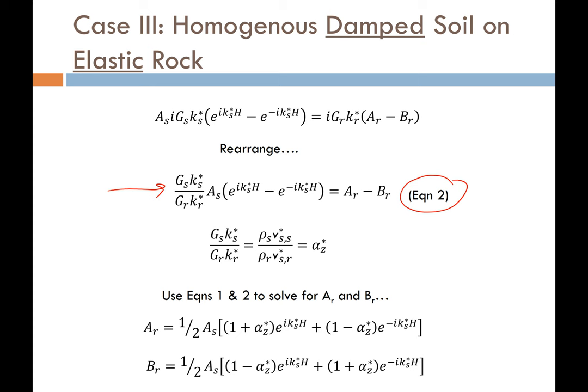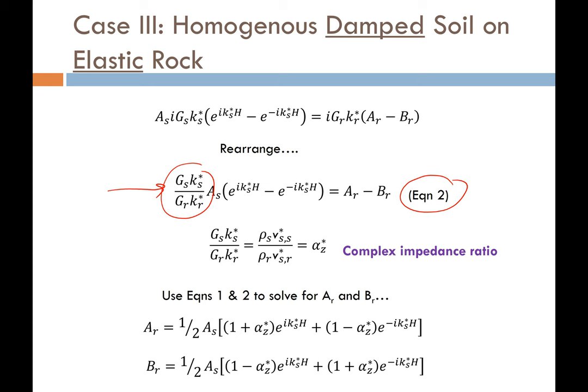Now, if we take this portion of the equation, we can modify it down to something that looks a little more familiar. If we modify the shear modulus and convert it back to mass density, and modify the wave number and convert it back to the propagation velocity, we end up with the mass density times the propagation velocity for the soil and the rock. And this looks an awful lot like, remember, the impedance ratio. The only difference is it has a little star, which of course you know means there's damping involved.